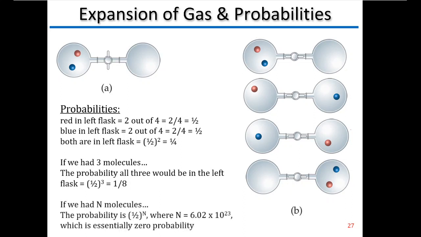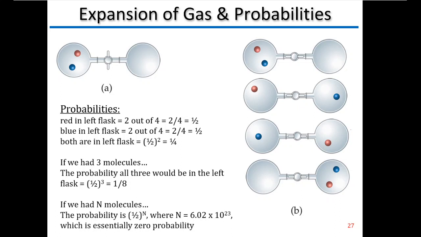If we had n molecules, the probability would be (1/2)^n, where n is equal to 6.02 times 10 to the 23rd, our Avogadro's number, which is essentially 0 probability. If you're wondering where the 1/2 comes from, it's because we have 2 different flasks.